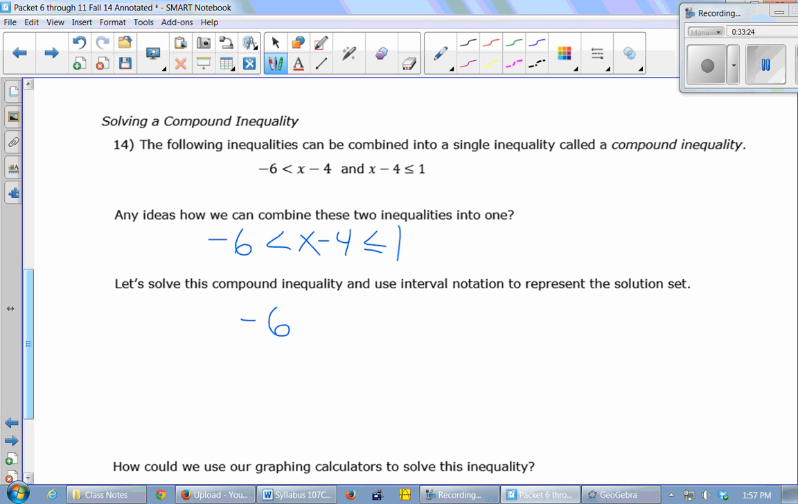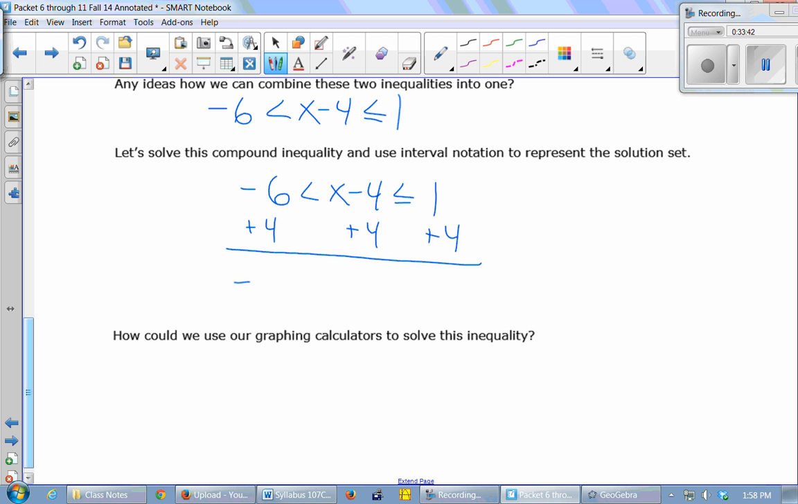So if I have negative 6 less than x minus 4 less than or equal to 1, if I want to isolate x in the middle, what do I do? Add 4. I'm going to add 4 to all 3 sides of this inequality. Negative 6 plus 4 is negative 2. X minus 4 plus 4 is x. 1 plus 4 is 5. So I have negative 2 less than x less than or equal to 5. That's my solution set. X is between negative 2 and 5. How would I put that in interval notation?